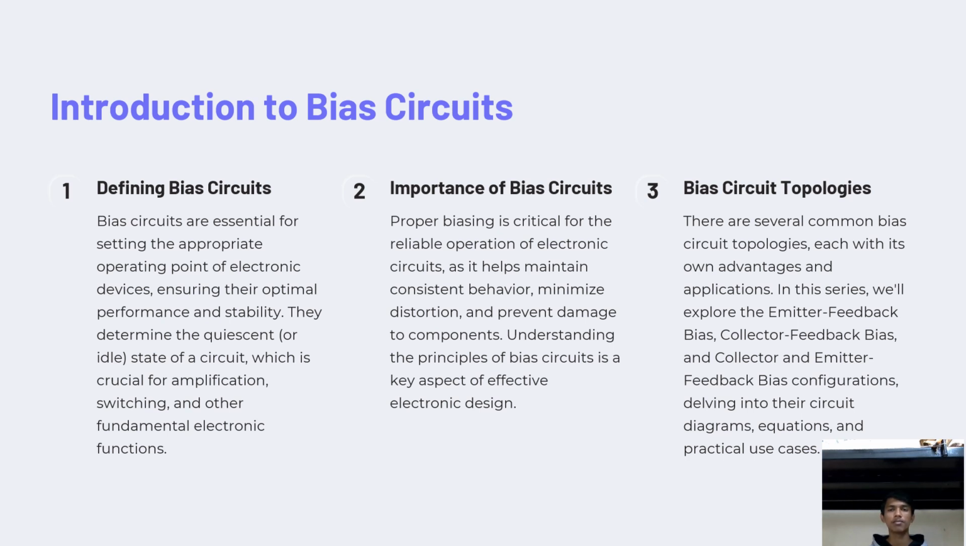Importance of basic bias circuits. Proper biasing is critical for the reliable operation of electronic circuits as it helps maintain consistent behavior, minimize distortion, and prevent damage to components. Understanding the principal bias circuits is a key aspect of effective electronic design.